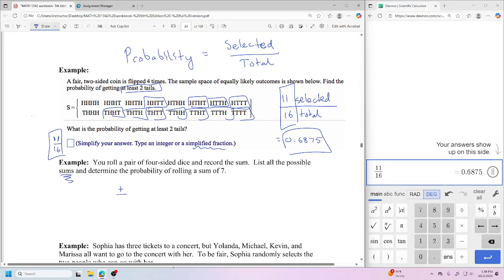And you don't have to do this, but this is the easiest way. 1, 2, 3, 4 on the first roll, and 1, 2, 3, 4 on the second roll. And all I'm going to do is add up whenever they match up. So for example, 1 and 1 will make a 2. So I put a 2 right here. 1 and 2 makes a 3, and then 1 and 3 makes a 4, and then finally a 5. You can see there's a pattern here.